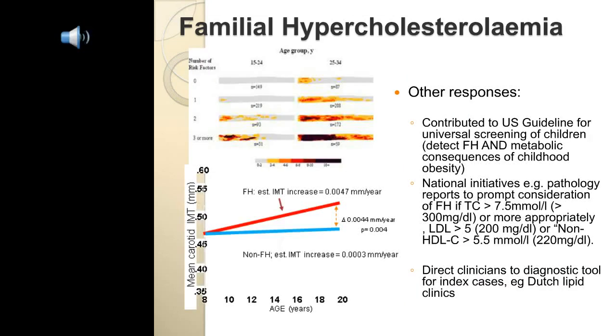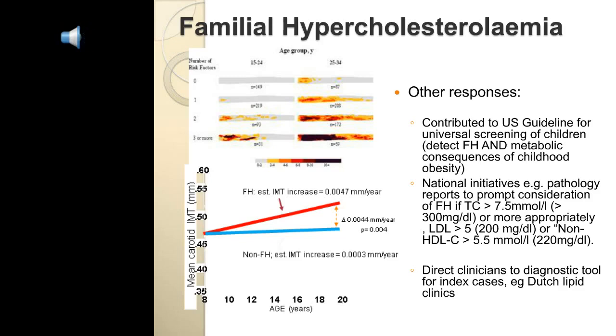Unfortunately, many other countries, and where I live in Australia would be an example, and I think it's probably fairly similar in the US, haven't applied family cascade screening as a widely used health strategy, and therefore detection rates are down around 5% or less.